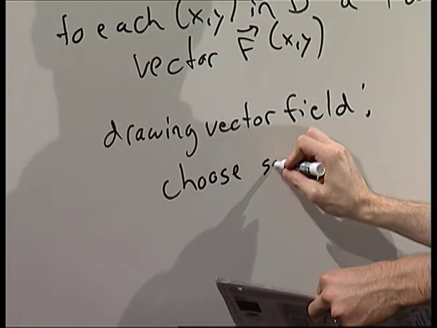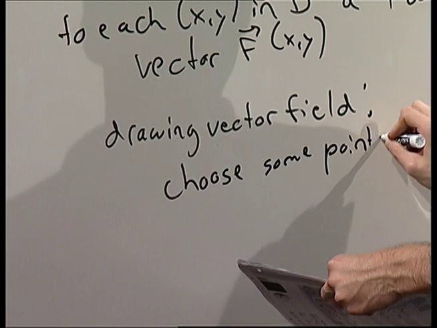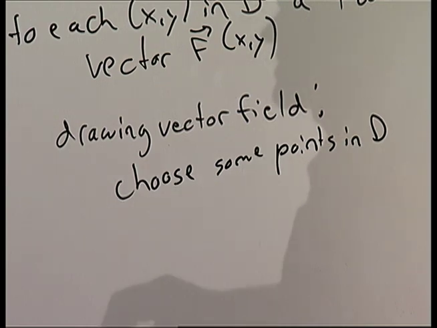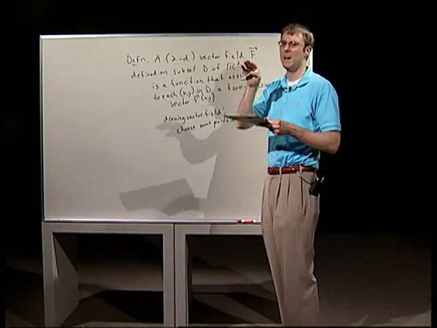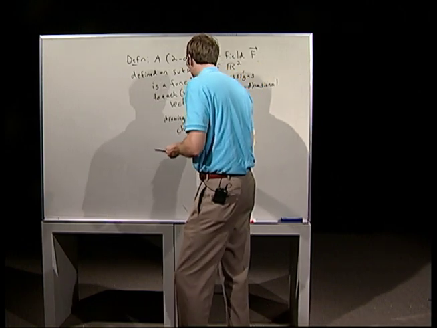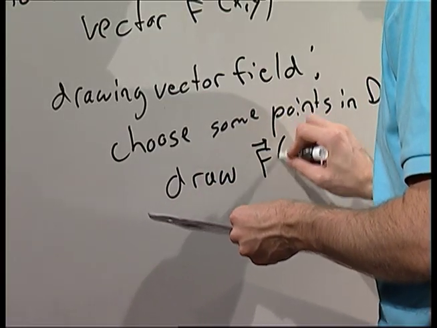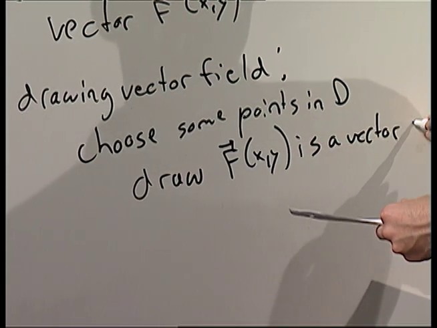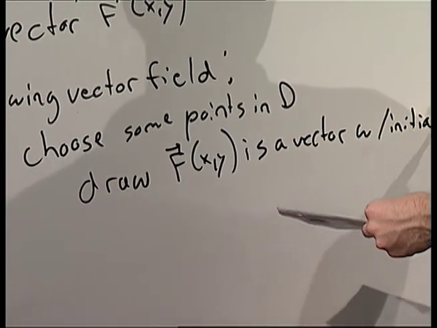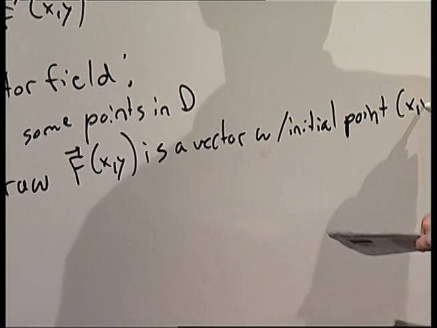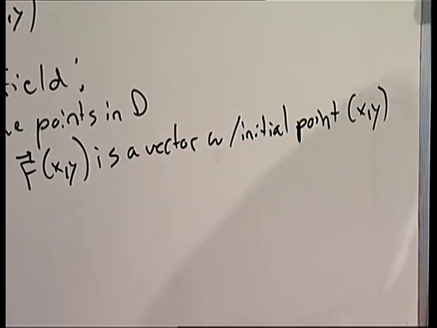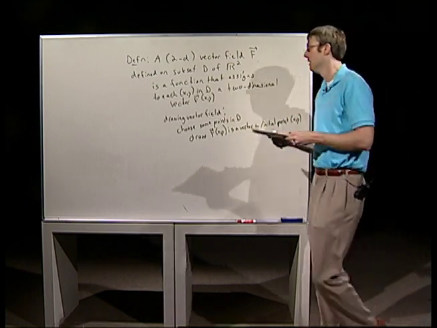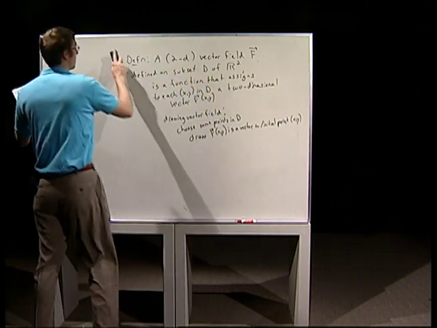So let's choose some points in D, some representative points. Depending on the vector field, there may be points that are better choices than others. Some may be sort of strange depending on what happens. And we will draw F of x, y, that is to say, the vector from that point to its terminal point. So it's a vector with initial point x, y. We choose some sample points in D, and we draw a vector from those points to the terminal points.